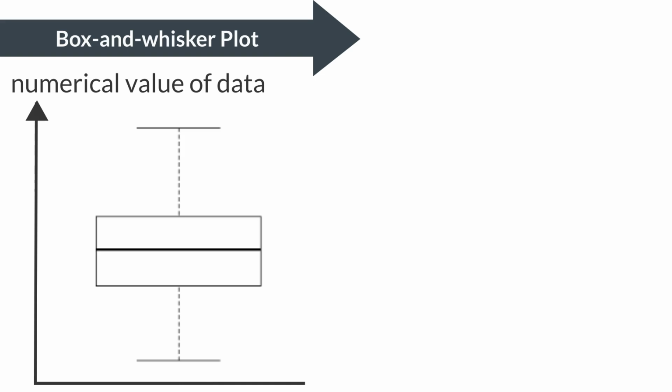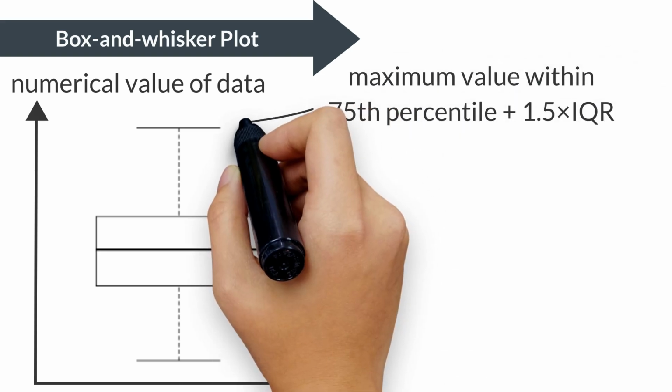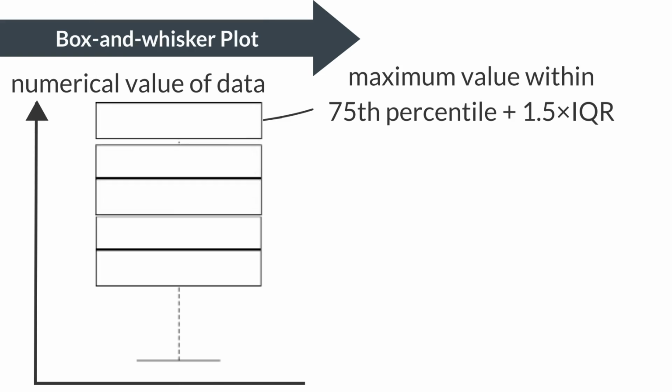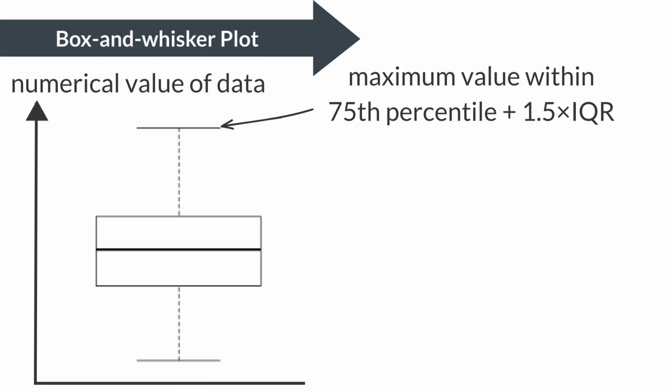In fact, there's a bit of variation in how whiskers are defined. But generally, the upper whisker represents the maximum value within 1.5 times the IQR above the 75th percentile. I know this might sound a bit confusing, but essentially, you place another box on top of the original box, extending it 1.5 times the IQR. The maximum value within this extended range becomes the upper whisker. If data points fall beyond this range, they are typically considered outliers.